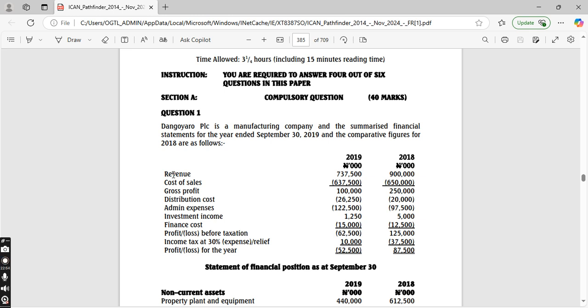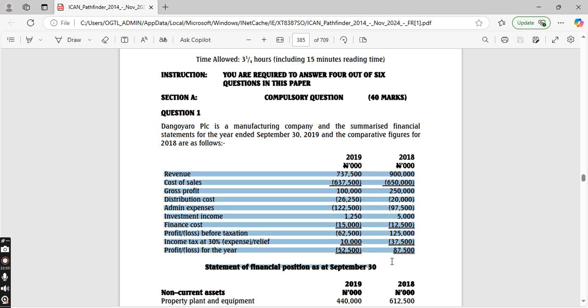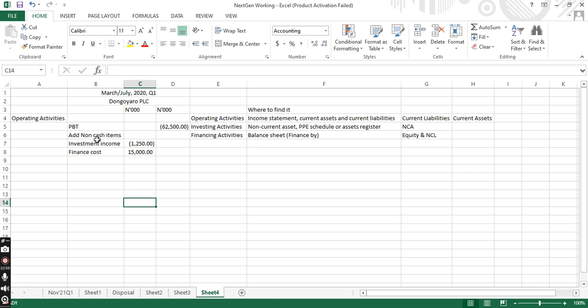So that means we are done with the income statements, right? In fact, that additional information about finance cost, all of these are still not non-cash items. Non-operating activities.